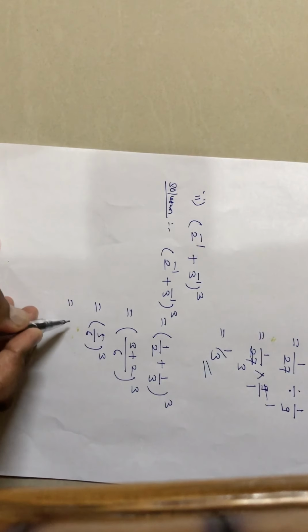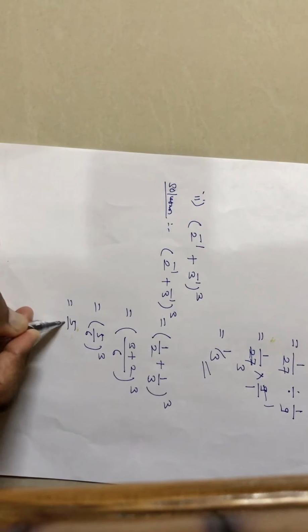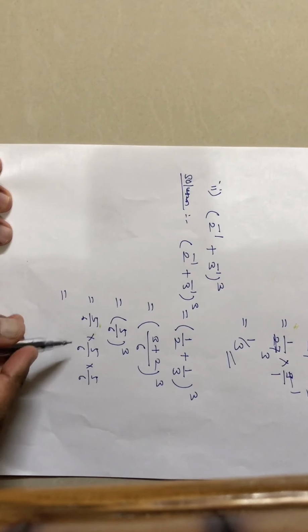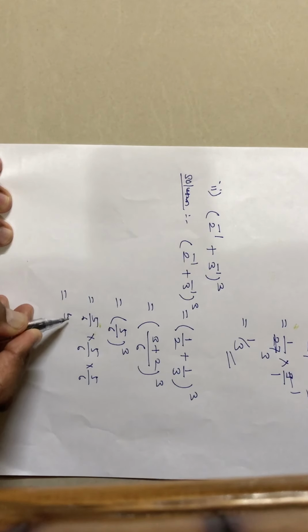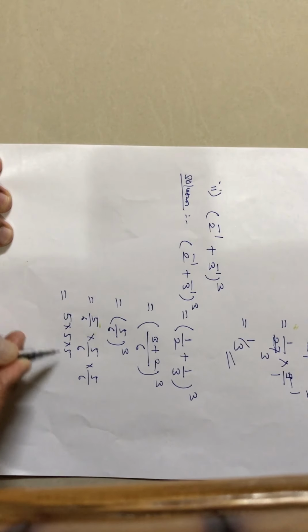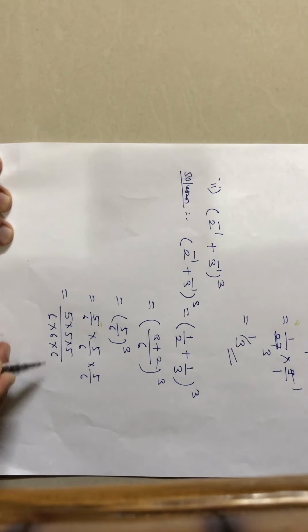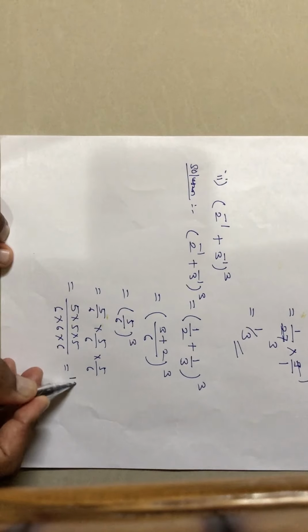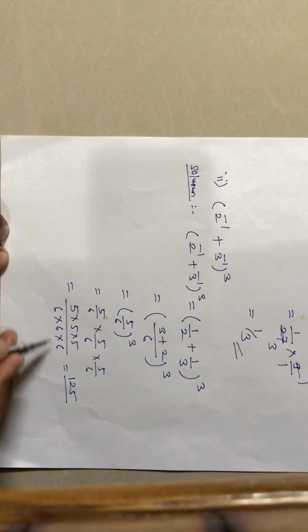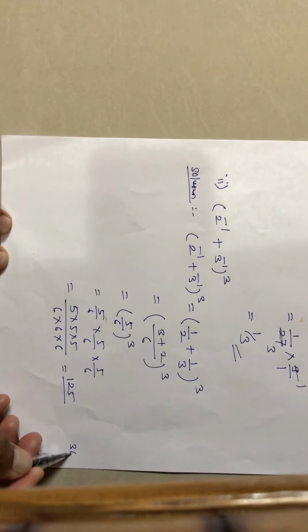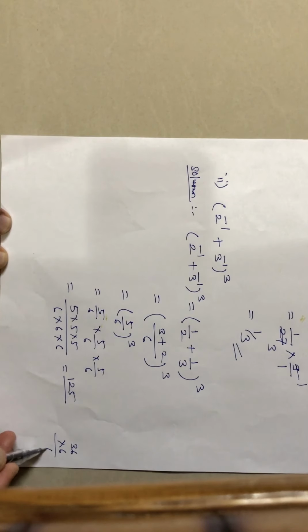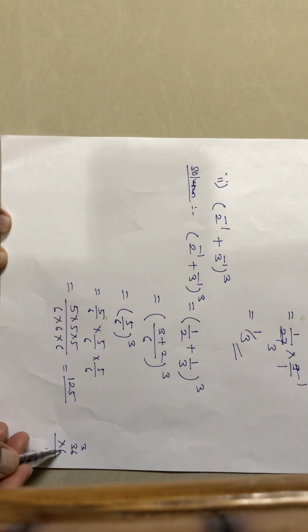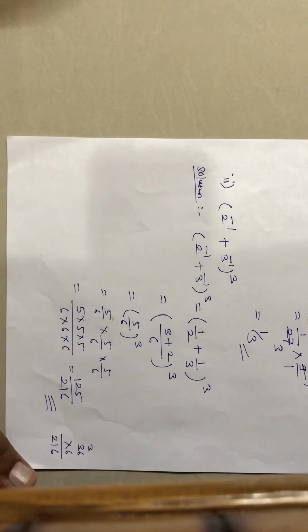Which is equal to 5 upon 6 multiplied by 5 upon 6 multiplied by 5 upon 6. So the product of numerators, 5 multiplied by 5 multiplied by 5, and 6 multiplied by 6 multiplied by 6. 5 fives are 25, 25 fives are 125, 6 sixes are 36. Then 36 multiplied by 6: 6 sixes are 36, 3 carry, 6 threes are 18, so 216. So 125 upon 216 is the required answer.